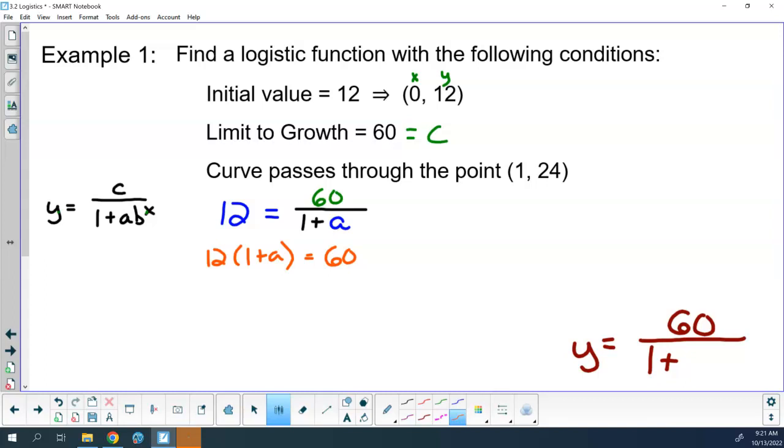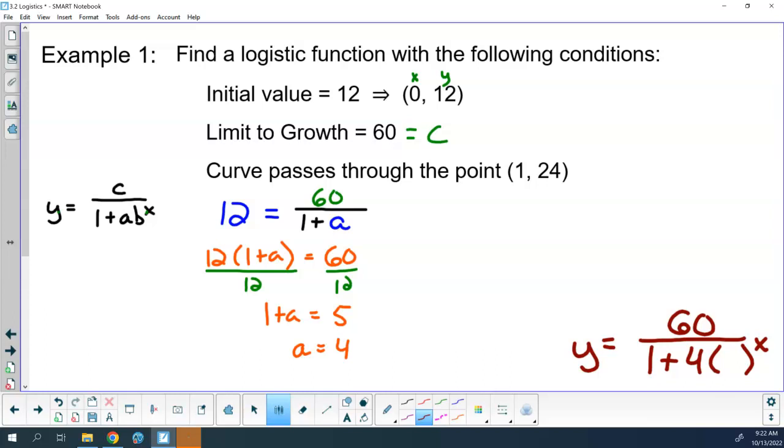Do we have to distribute? What can we do instead? Let's just divide by 12. That gives me 1 plus a equals 5. Subtract 1, that gives me a is 4. Totally fine. Just a couple extra steps. Because you'd have 12 plus 12a equals 60. So then you would subtract 12 from both sides and get 12a equals 48. Divide by 12 and get a equals 4. So now we know that this is plus 4 times something to the x power.